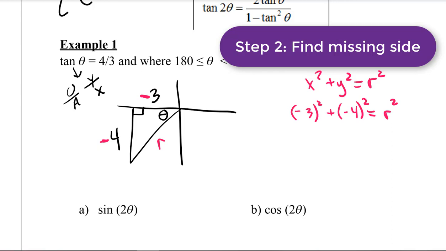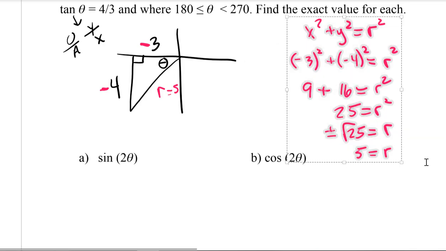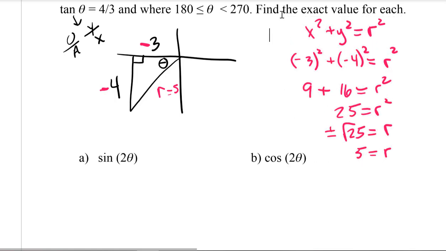All right, and then from here, we have 9 plus 16 equals r squared. We get 25 for the value of r squared. So plus or minus the square root of 25 for the value of r. And in this case, because we're finding the radius, we would know that that is going to be +5 for the value of r. So r has a value of +5, all right? So that's the first thing you do after you draw your triangle: you say, okay, let's go ahead and use Pythagorean theorem to find the missing piece, the missing side.